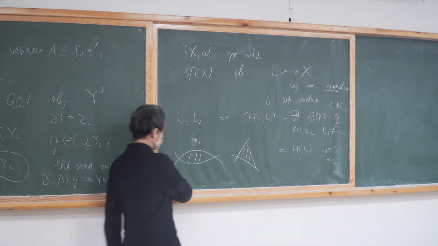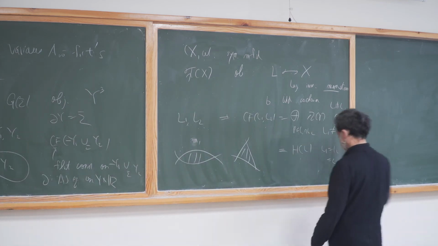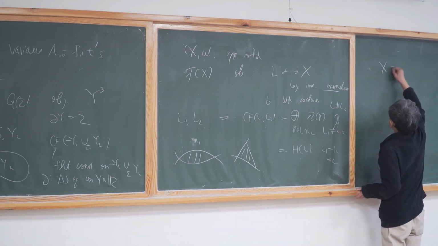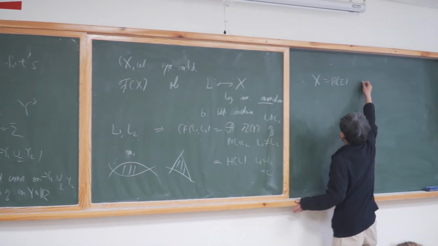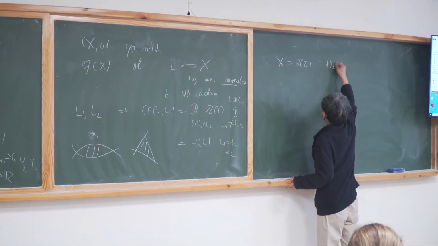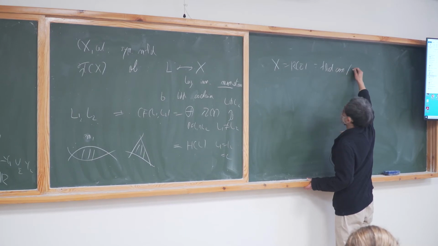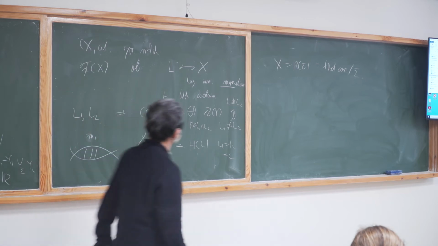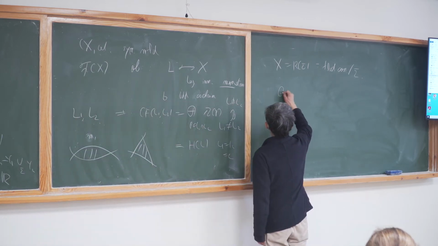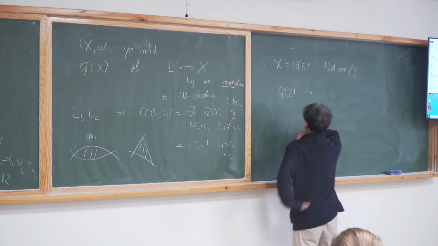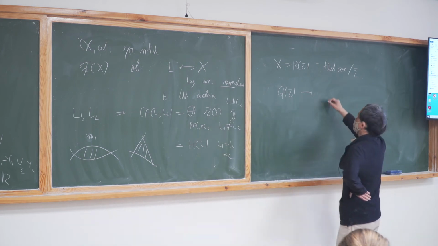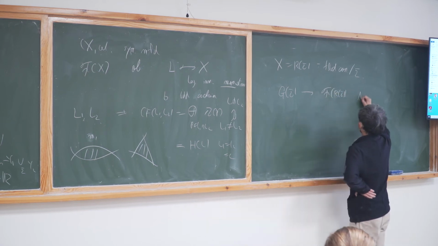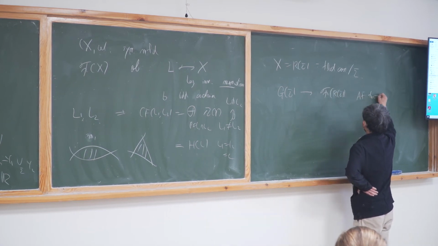And the first thing we want to do is to construct some infinity functors. Suppose X is R of sigma, flat connections on sigma. Then the first infinity functor we want to construct is from Z of sigma to F of R sigma. This is called the Floer functor.